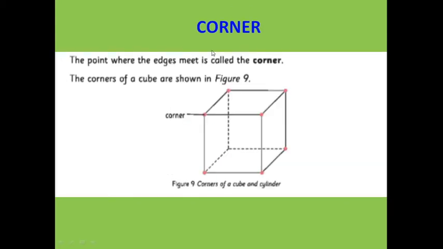And what is a corner? The point where the edges meet is called the corner. So which is the corner? This edge and this edge meet at a point, which is a corner. The point where the edges meet is called the corner.